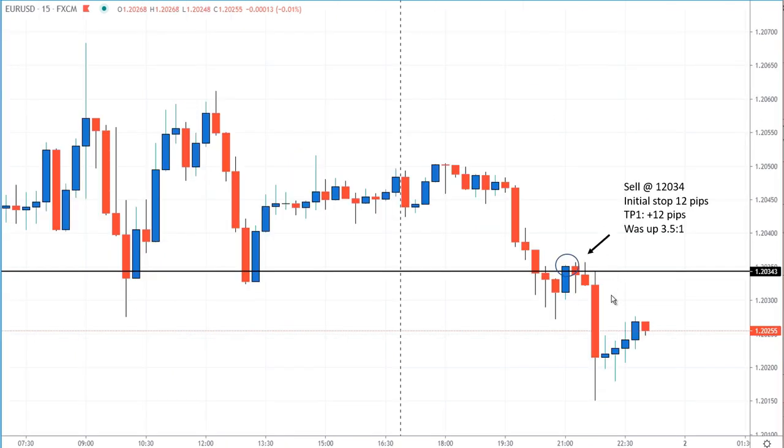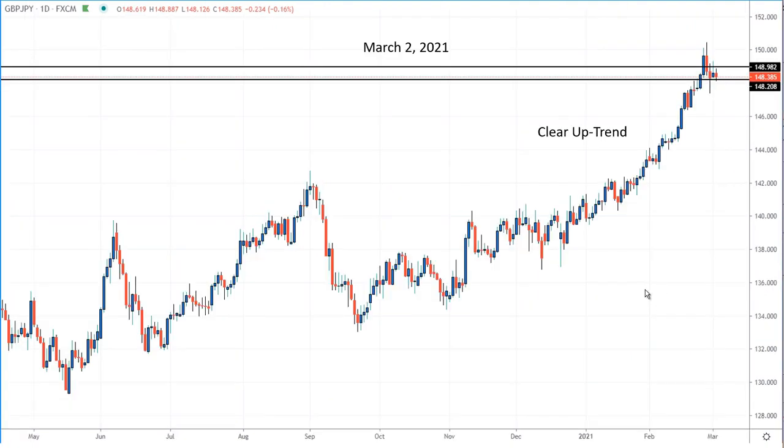It didn't hold. It dropped, and we sold right here with a 12 pip risk. This got up 3.5-to-1 at one point, and it came back. So again, trade management is super important. This was March the 2nd.